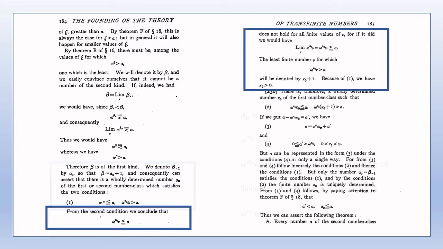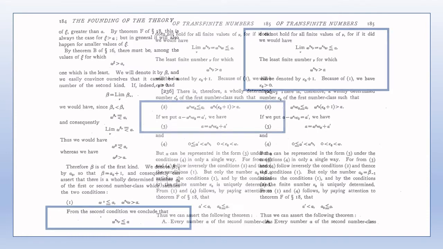That kappa naught is greater than 0 can be seen as follows. Since by 1 of this section, omega to the power of alpha naught is less than or equal to alpha, then omega to the power of alpha naught times 1 is less than or equal to alpha. And so, if omega to the power of alpha naught times nu is greater than alpha, then nu must be greater than or equal to 2. Thus kappa naught plus 1 is greater than or equal to 2, and so kappa naught is greater than or equal to 1, and so kappa naught is greater than 0.